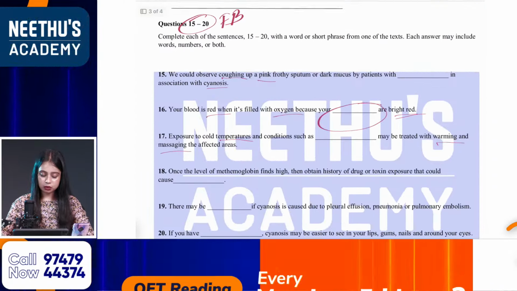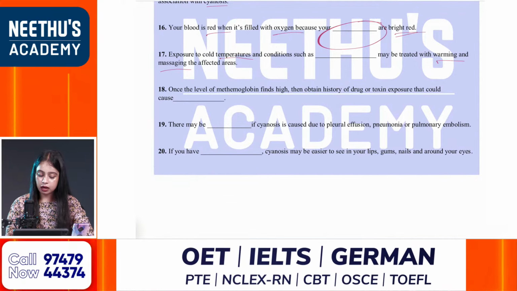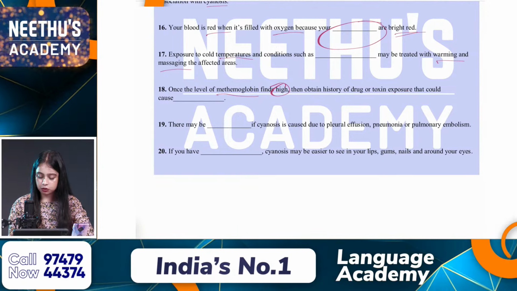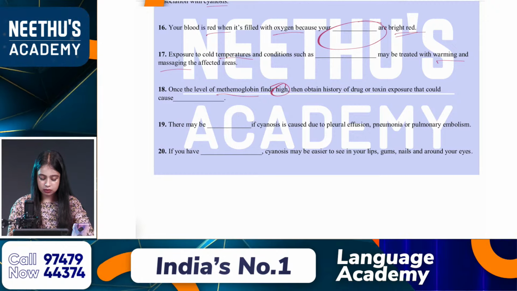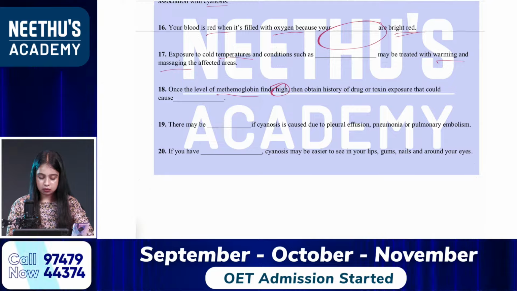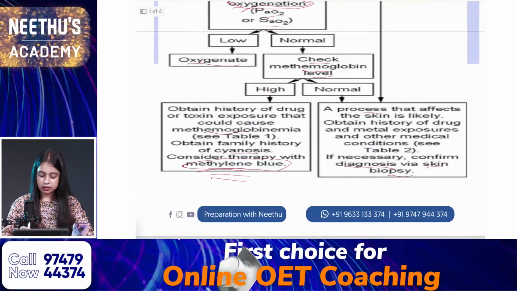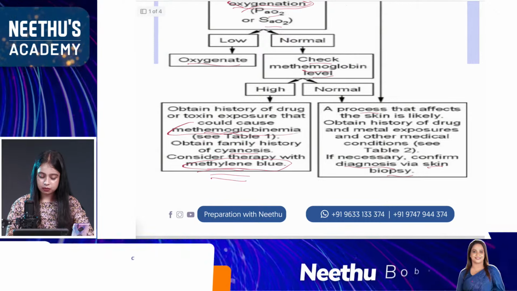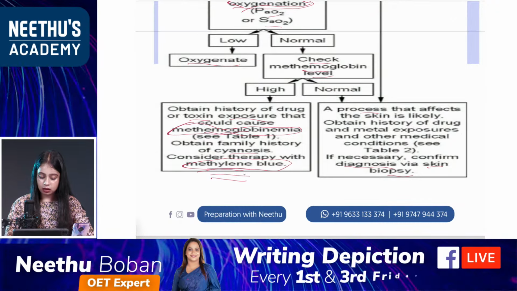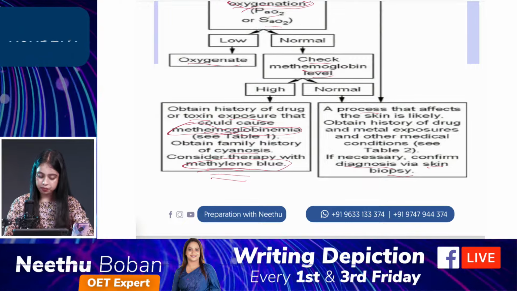Then 18th one. Once the level of methemoglobin is found high, then obtain history of drug or toxin exposure that could cause dash. It could cause what? Methemoglobinemia, right? That's from text B, here is the answer. Exposure, toxin, history, drug. So answer is methemoglobinemia from text B.